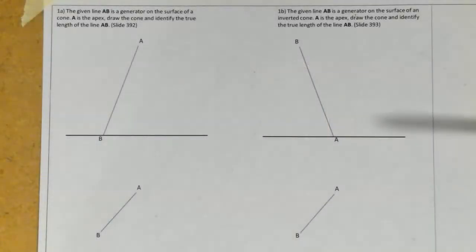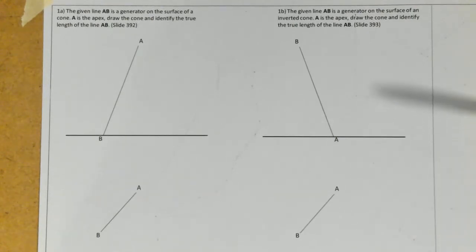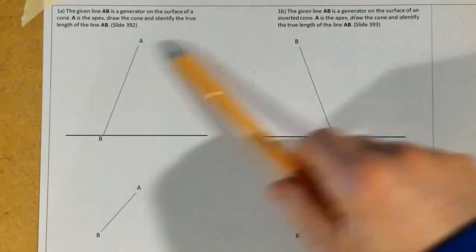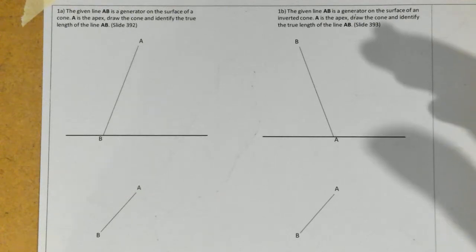Okay guys, so today what we're going to learn about is a little bit on cones, generators and how we obtain true lengths based on that kind of concept. So what we're going to do is start off by just reading the question, a little bit of an explanation here, and then I will take you to a little sketch that I've done that should explain it further.